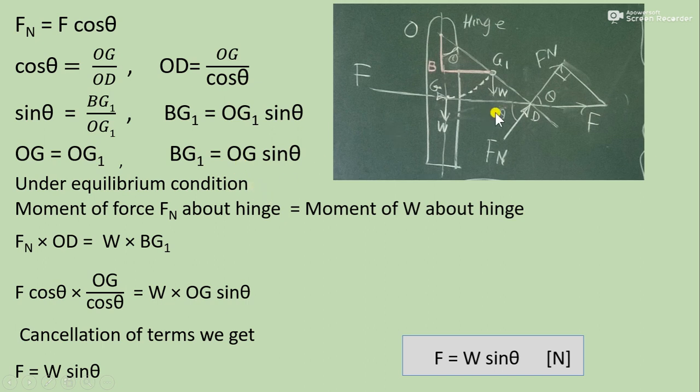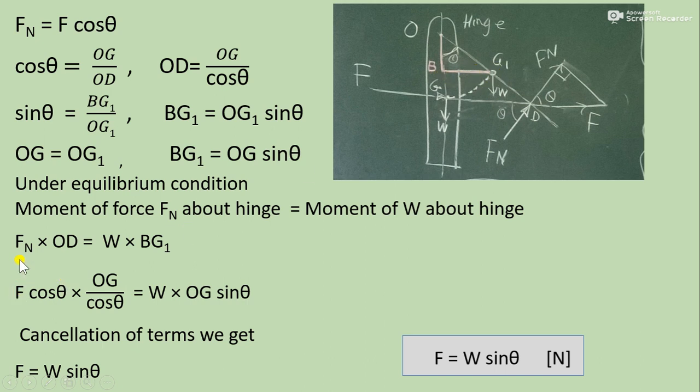Now we will have the equilibrium condition. For that we can have the moment of the force Fn about the hinge point, that is the anti-clockwise moment, that is equal to the moment due to the weight about the hinge point, that is the clockwise moment. So now we will have the moment equation: Fn into distance OD is equal to W into distance BG1.